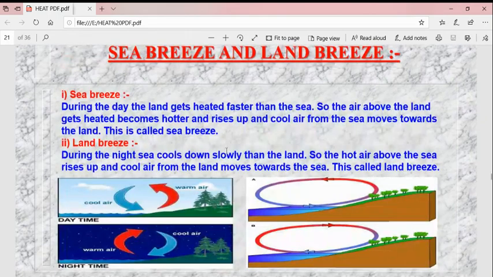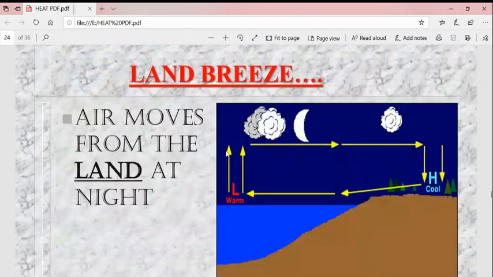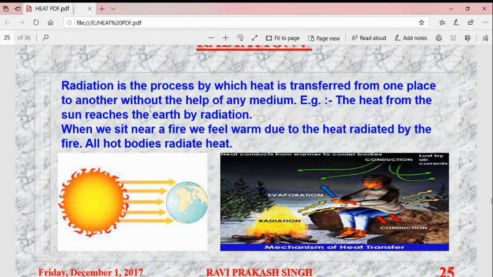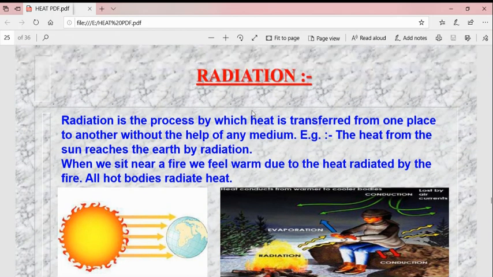Next we will move to radiation. Radiation is the third method of heat transfer. Radiation is a process by which heat is transferred from one place to another without the help of any medium. As we studied earlier, in the convection process, mediums are required to transfer heat. Those mediums are nothing but water and air. With the help of water and air molecules, heat can be transferred from one place to another. But in radiation, heat can be transferred, but there is no requirement of any medium.